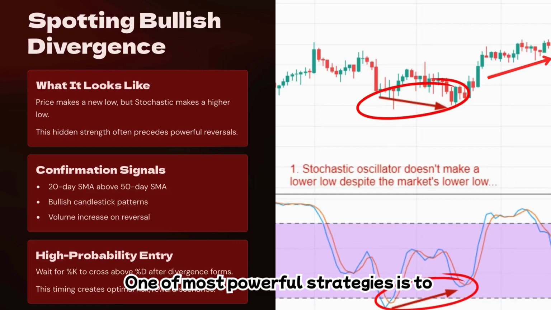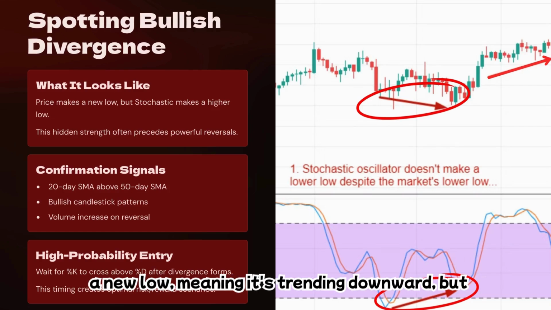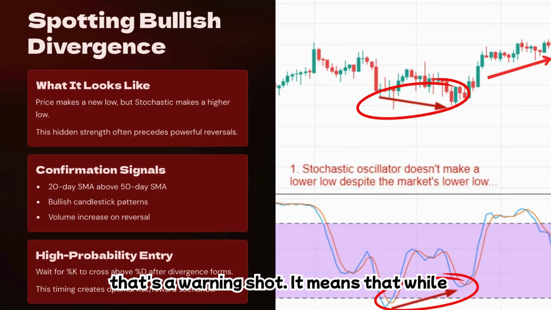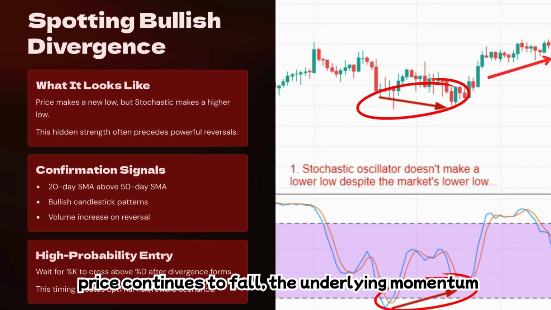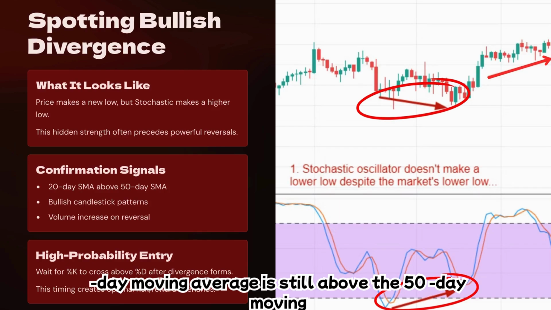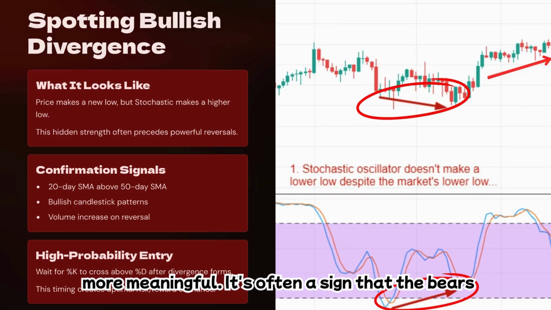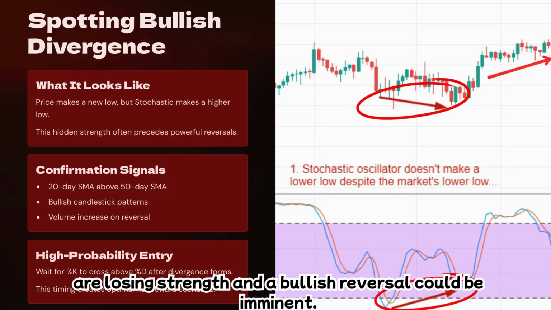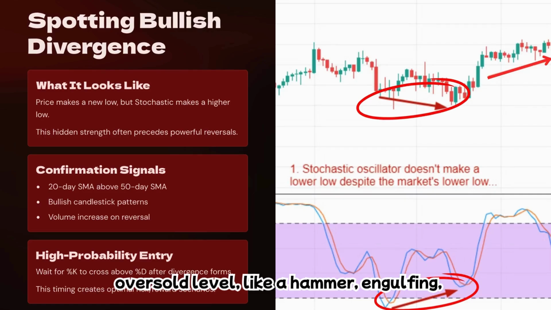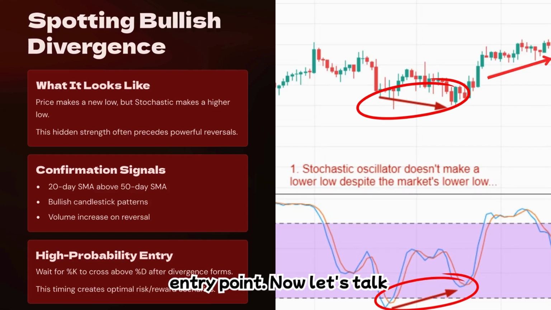One of the most powerful strategies is to watch for bullish divergence. If price makes a new low, meaning it's trending downward, but the stochastic oscillator makes a higher low instead, that's a warning shot. It means that while price continues to fall, the underlying momentum is actually improving. And if the 20-day moving average is still above the 50-day moving average line, that divergence becomes even more meaningful. It's often a sign that the bears are losing strength and a bullish reversal could be imminent. Combine this with bullish candlestick patterns near the oversold level, like a hammer, engulfing, or morning star, and you have a high probability entry point.